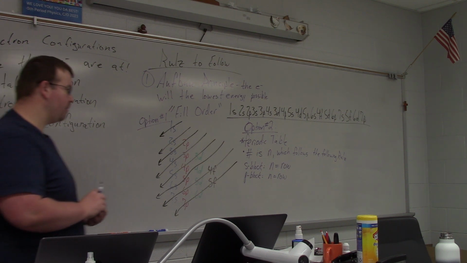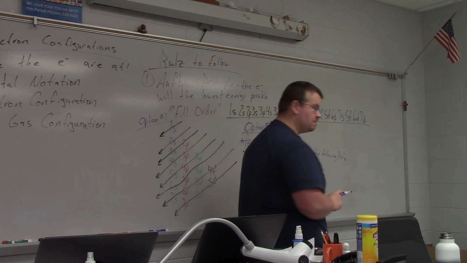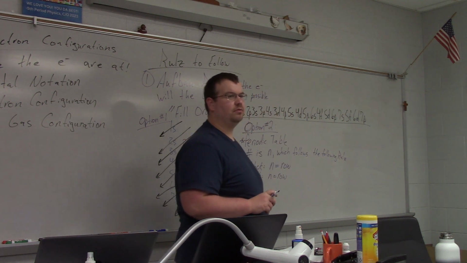What is a row and what is a column? I'm going to show you in a second. Rows are left to right, columns are up and down.